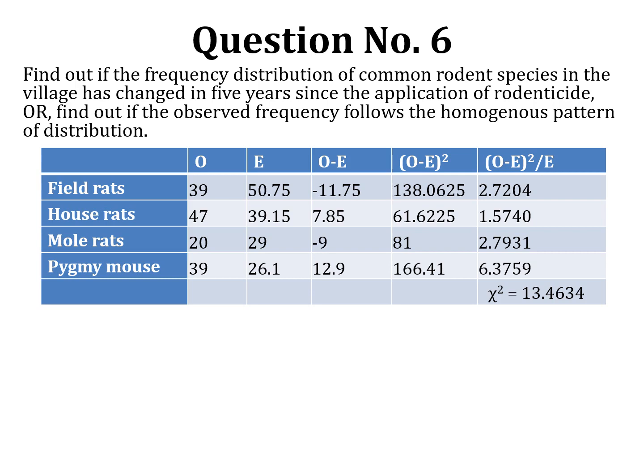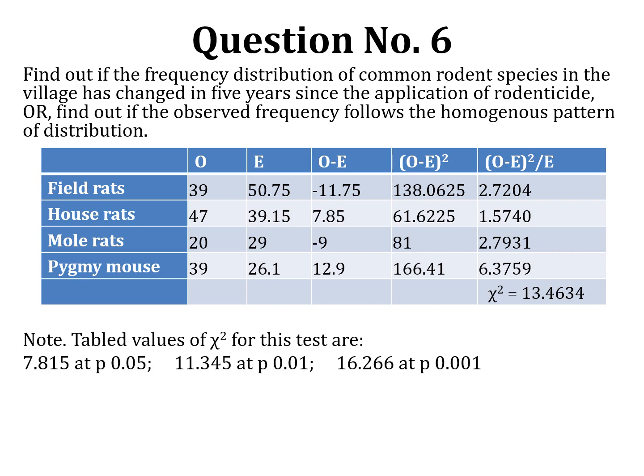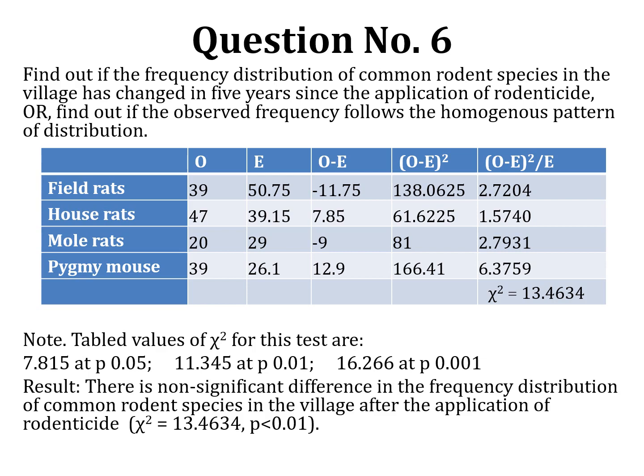So we take the sum of these four values, and that sum is our chi-square value, which is 13.4634 in this case. Now the table values of chi-square for this test are 7.815 at probability 0.05, 11.345 at probability 0.01, and 16.266 at probability 0.001. So coming to our result, there is a non-significant difference in the frequency distribution of common rodent species in the village after the application of rodenticide. So chi-square is 13.4634, and the probability is less than 0.01. So this is all about the questions for the chi-square analysis.